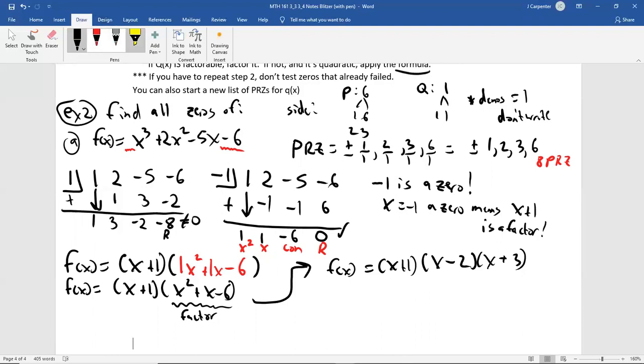Now the goal of this problem was to find all zeros. We've found one of them thus far. We found the -1. We can find all of them. Well, now this is completely factored, so just set the function equal to 0.